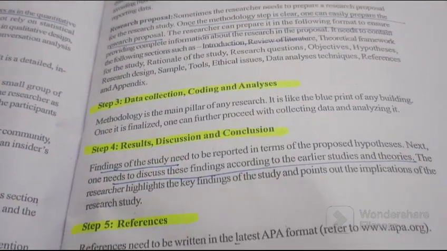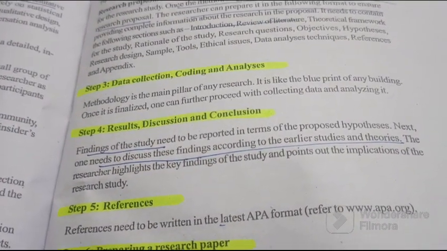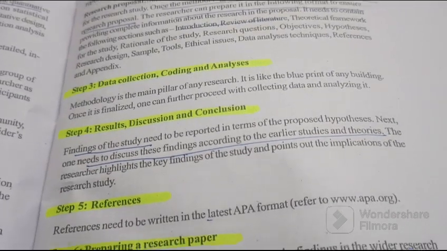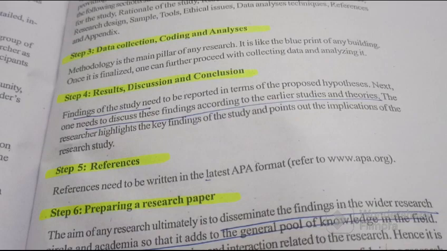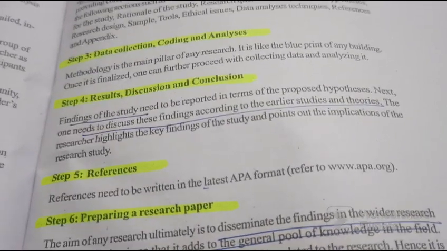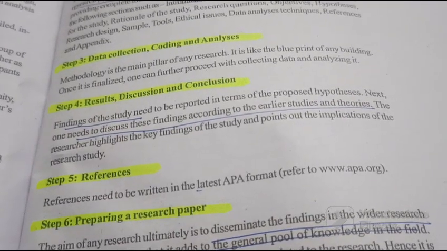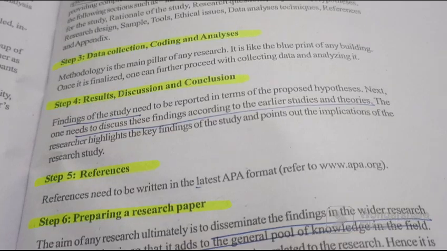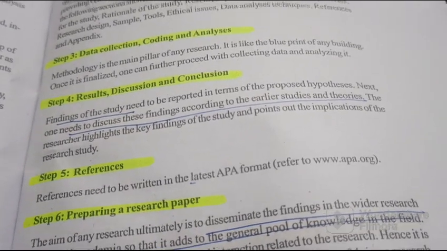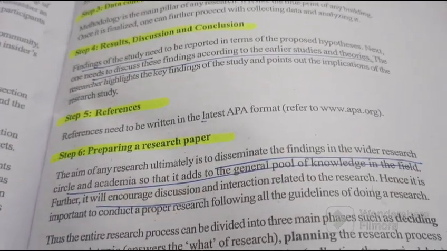Then step 3 is data collection, coding and analysis. So it is like the blueprint of any building. Once it is finalized, we can proceed with collecting data and analyzing it. Then results, discussion and conclusion. So one needs to discuss these findings according to earlier studies and theories, and the researcher highlights the key findings of the study and points out the implications. References are written in the latest APA format.